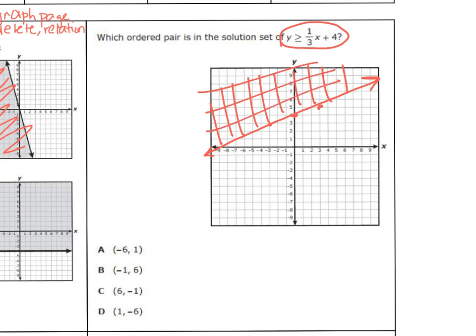So it says letter A is at negative 6, up 1. So that is right here. That's letter A. Letter B is negative 1, up 6. Letter C is over 6, down 1. And letter D is over 1, down 6. So after graphing and plotting the points, you can see that the only one that lies in the solution in the shaded area is letter choice B.